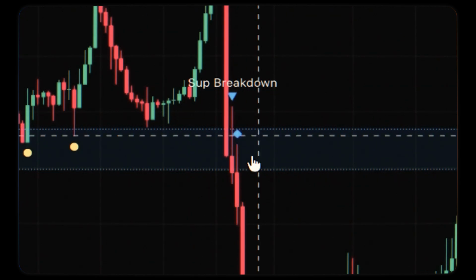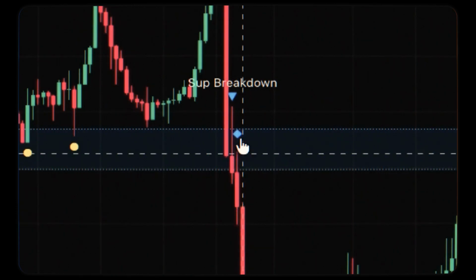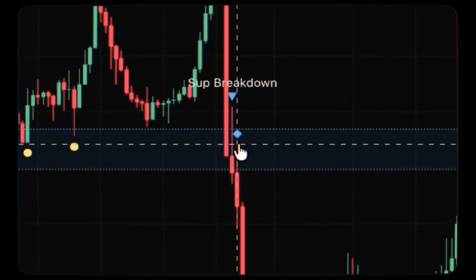In the case of an upside breakout, the signal is shown with the help of an orange triangle. Another excellent feature of this indicator is that it shows a retest signal after the breakout, and it is shown with the help of a diamond. A blue diamond is a bearish signal and an orange diamond is a bullish signal.